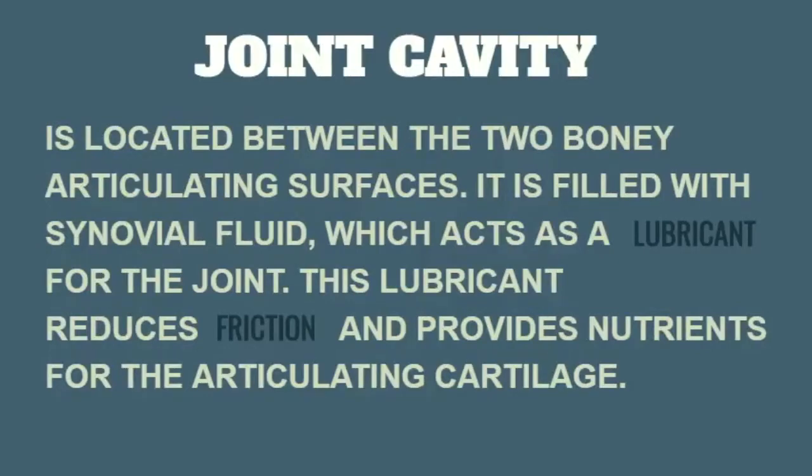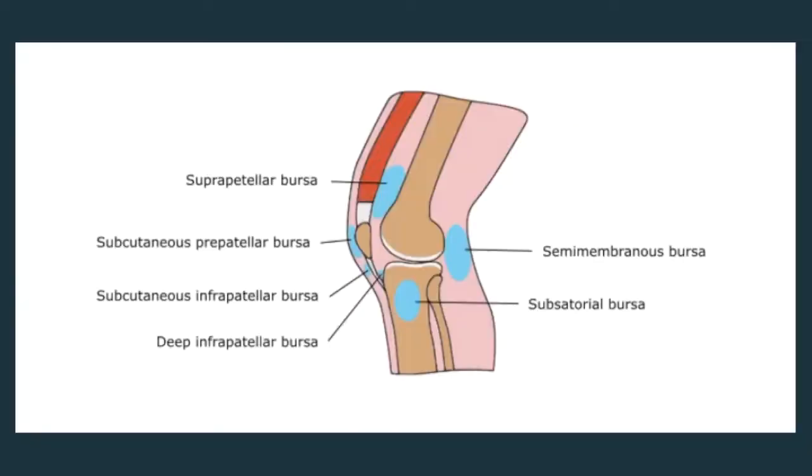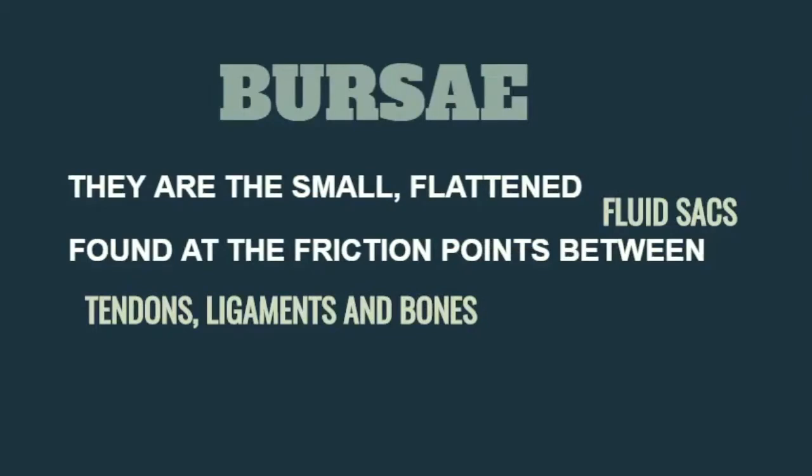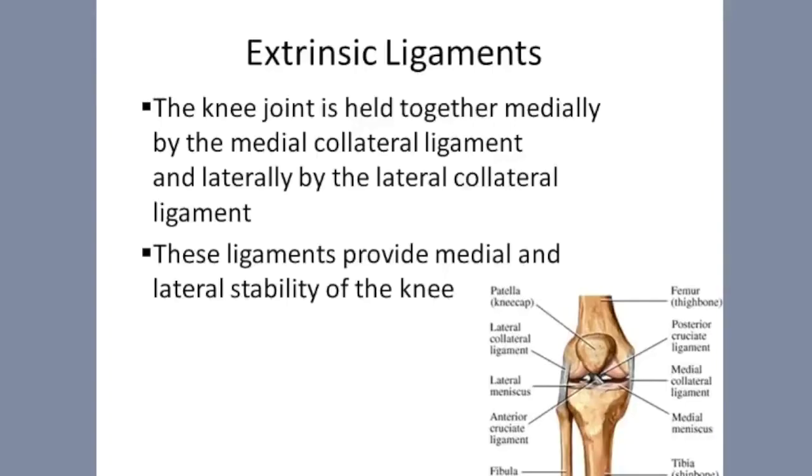Joint cavity is located between the 2 bony articulating surfaces. It is filled with synovial fluid, which acts as a lubricant for the joint. This lubricant reduces friction and provides nutrients for the articulating cartilage. Bursa. They are the small, flattened fluid sacs found at the friction points between tendons, ligaments, and bones.